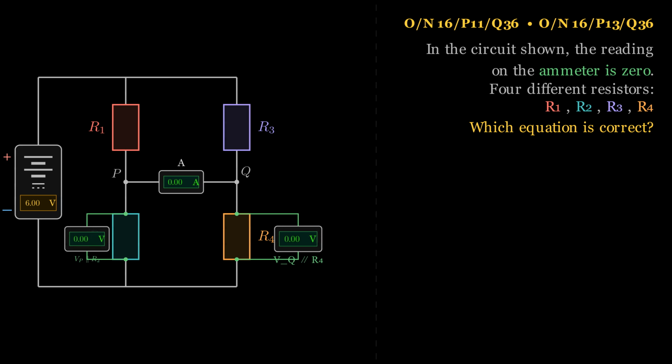Voltmeters connect in parallel across R₂ and R₄ to read V_P and V_Q. At balance, V_P equals V_Q, so the ammeter current stays 0. Key ideas: 0 bridge current means equal junction potentials.